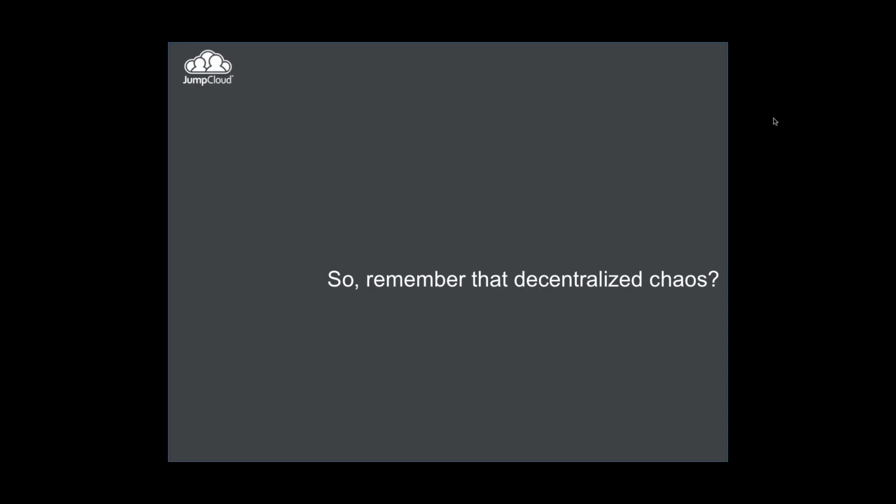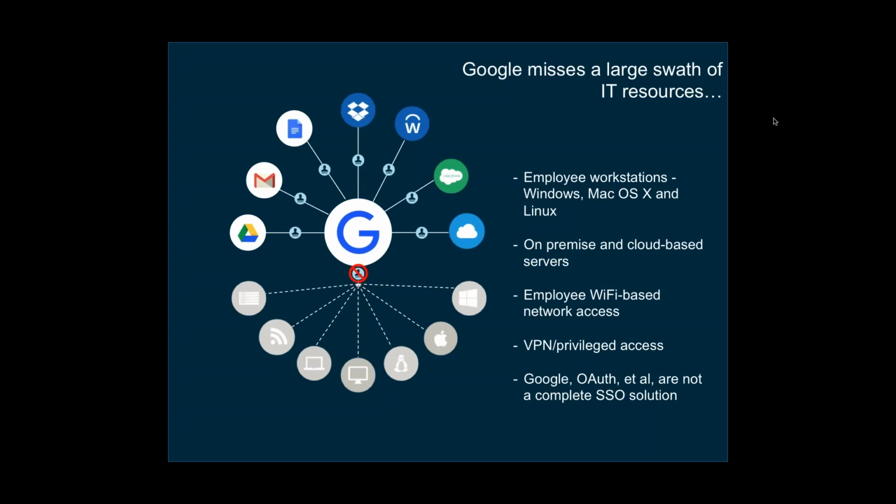So remember just a few moments ago when I talked about the decentralization and all that chaos that was going on after this sort of introduction of as-a-service components? Well, let's look at that now in the context of a Google-oriented organization. We're going to look at that same diagram.